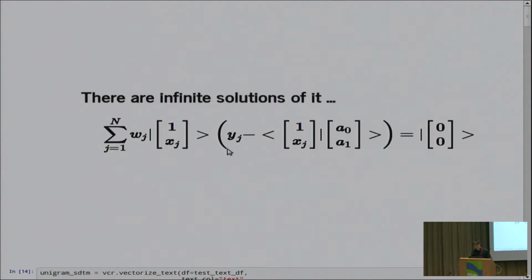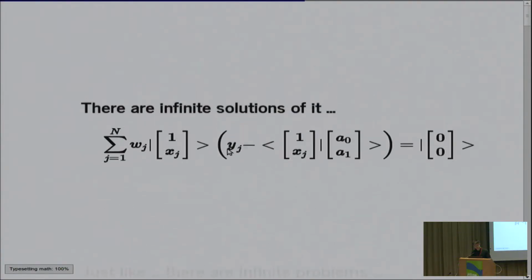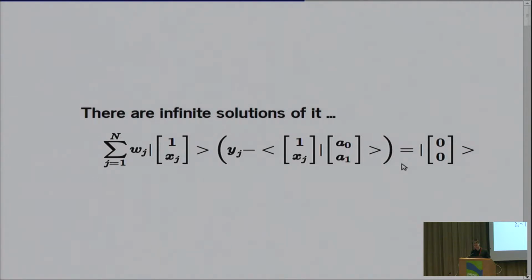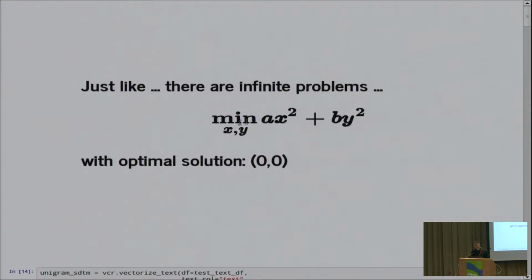So this says that this equation has infinite solutions. So which one would you want to choose? Yeah, it's just like this. This equation has infinite a and b greater than 0, and this problem has an optimal solution at 0 point.